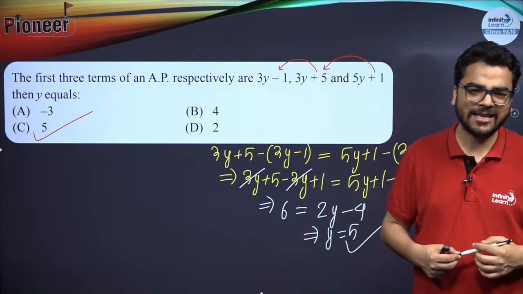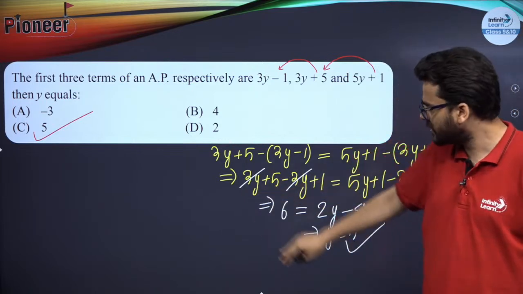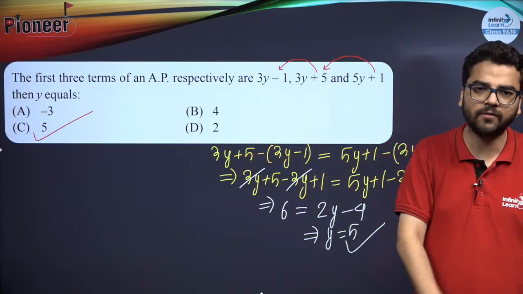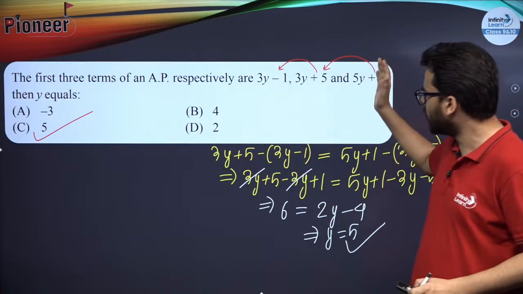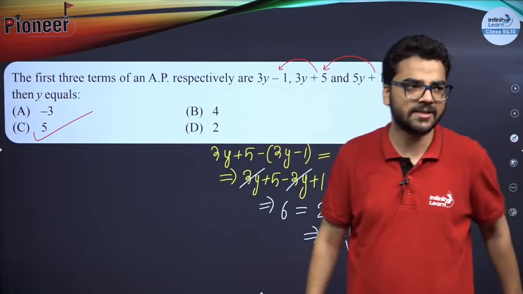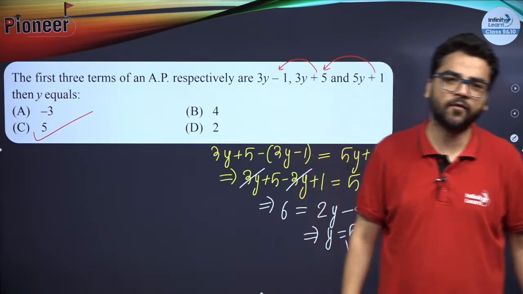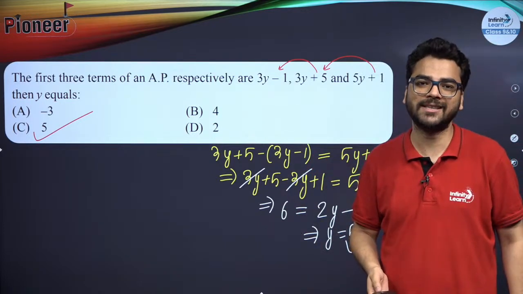Okay, is this clear to every student in this session, guys? This question is based on the very basic definition of arithmetic progression. The second term minus the first term will be equal to the third term minus the second term. That is the common difference basically. So therefore you have got the value of y to be equal to 5. I hope this is clear to every student in this session.